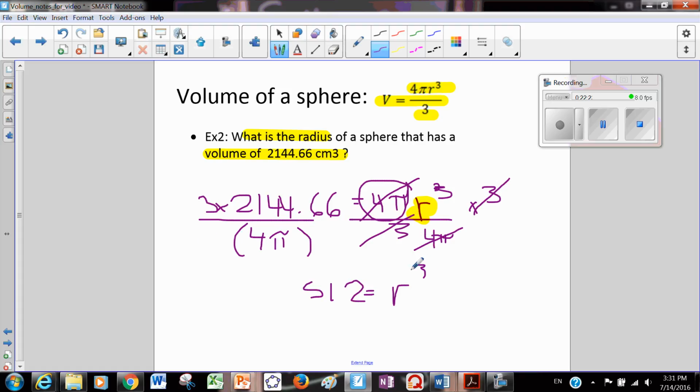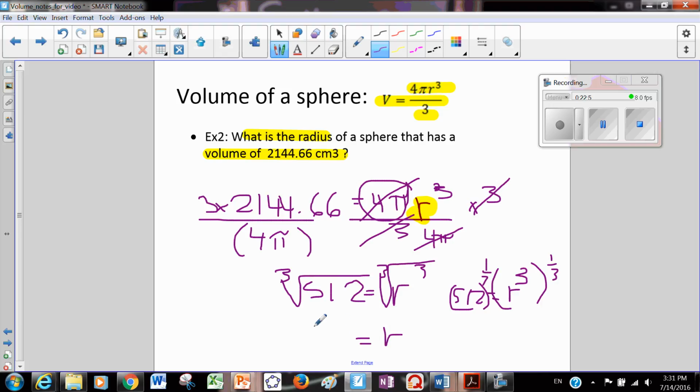How do you get rid of r cubed? We're not going to do square root, we're going to do cubic root. So you should see that on your calculator. Or to get rid of this, you can do exponent 1/3. If it's easier for you, you can also do 512 exponent 1/3, and that's going to work also. You should end up with r is equal to 8 centimeter.